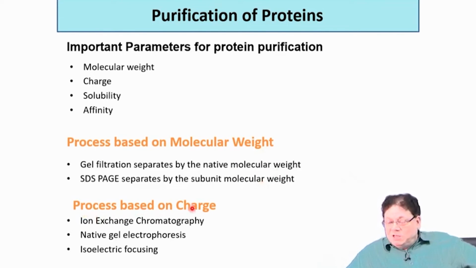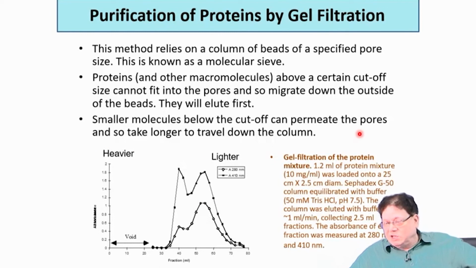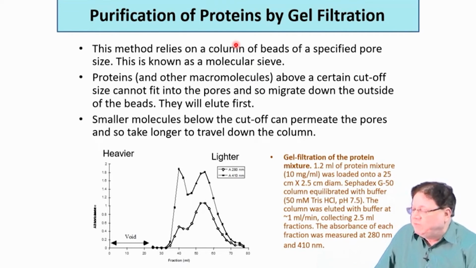Then the processes based on charge are ion exchange chromatography, native gel electrophoresis, and isoelectric focusing. So, we will consider all these 5. Let us see how many we can do today, otherwise we will do the rest in the next session. The first one is purification of proteins by gel filtration.